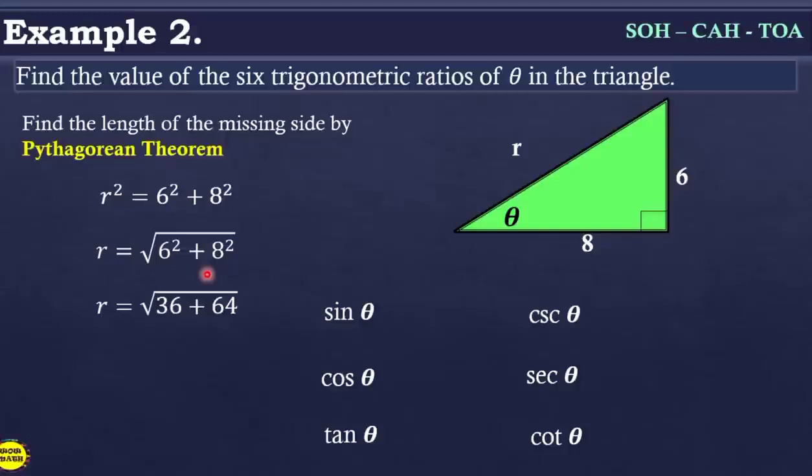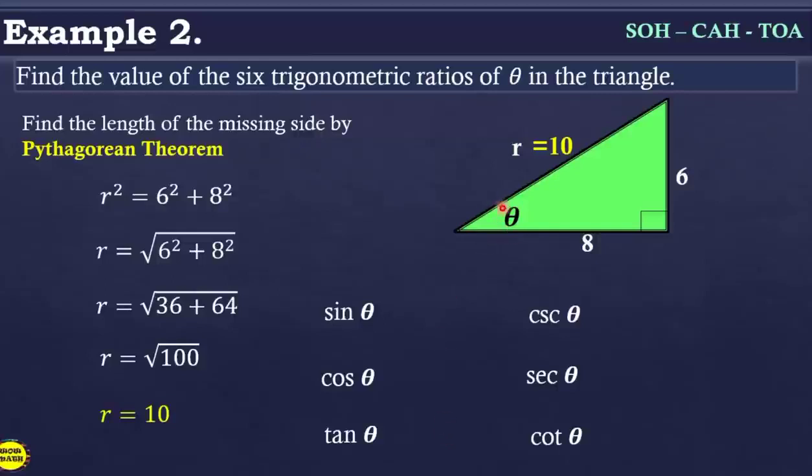Okay? So, we have 6 squared is 36, 8 squared is 64, and then we will add, that is 100. So let us find the square root of 100, that is 10. So therefore, the value of your hypotenuse, which is your r, is equal to 10. Now, we can now find the 6 trigonometric ratios given the theta in the triangle.